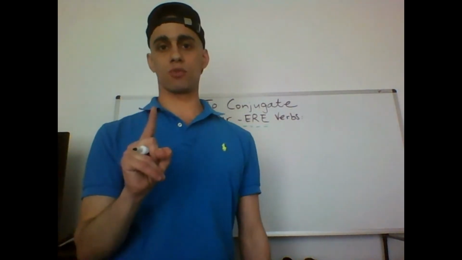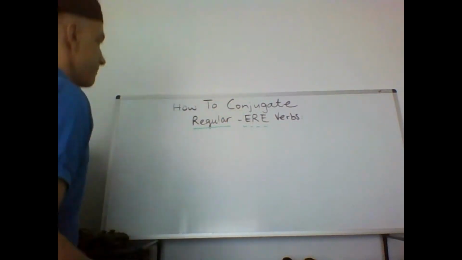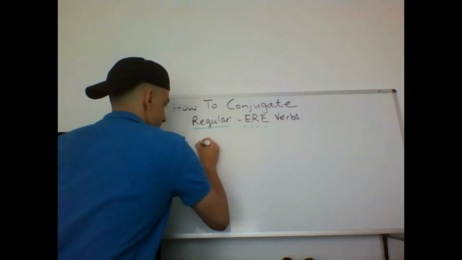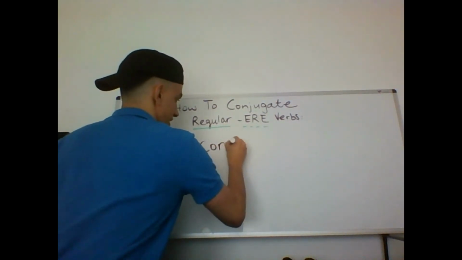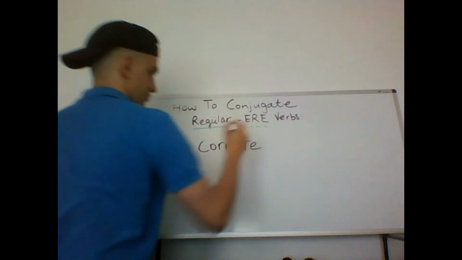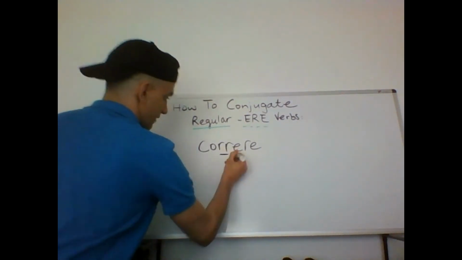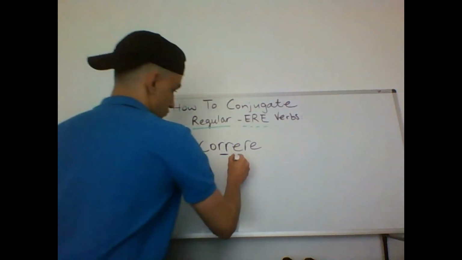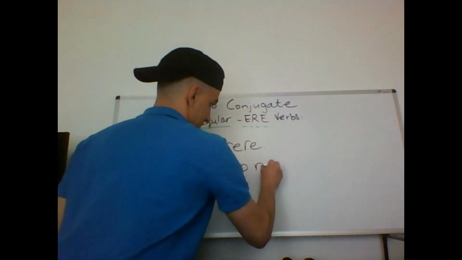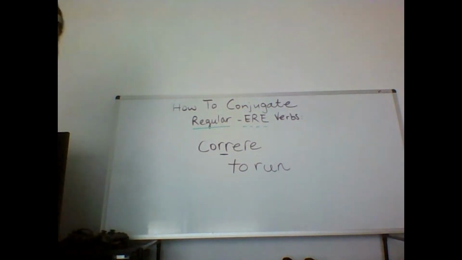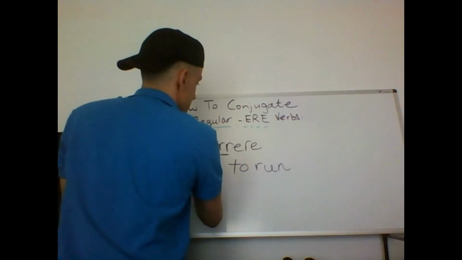And let's conjugate one more ERE verb. How about the verb correre? For all you people that don't like the double R's, correre. Correre means to run. To run. Okay? Again, same concept.